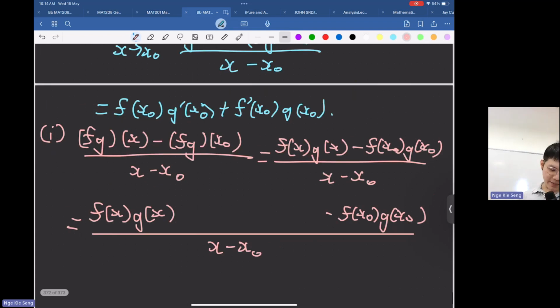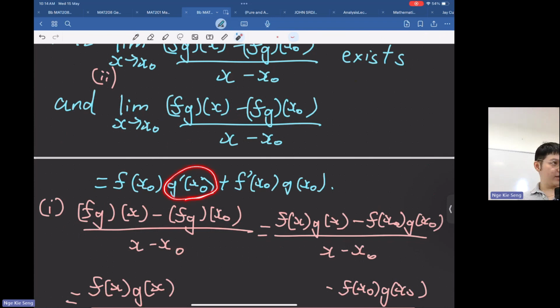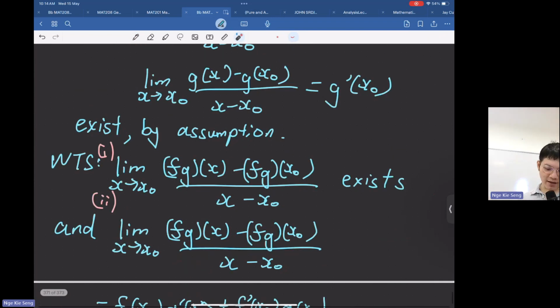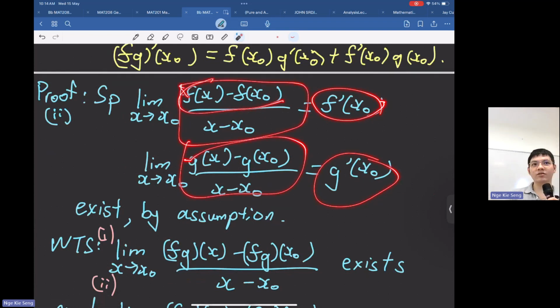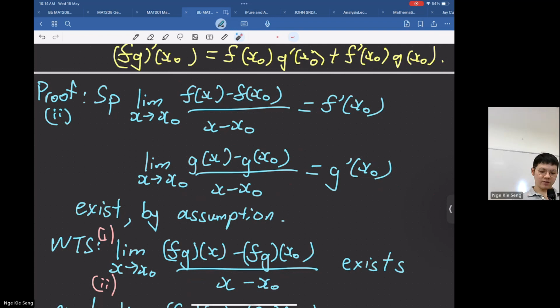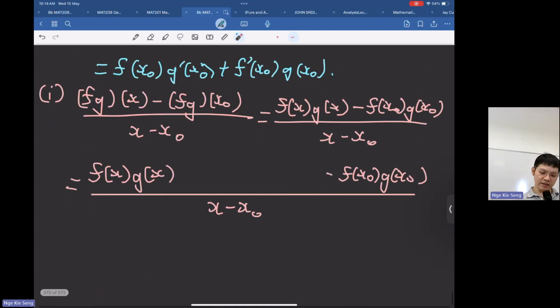You want to introduce this g prime and f prime in, but where do they come from? They come from these two secants here. So you need to somehow create these two secants. You need to take a difference between f(x) and f(x naught), and g(x) and g(x naught). But here f(x), g(x) are together, and f(x naught), g(x naught) are together. So how do I pull this f(x naught) out, or pull the g(x) out? What can we introduce here?